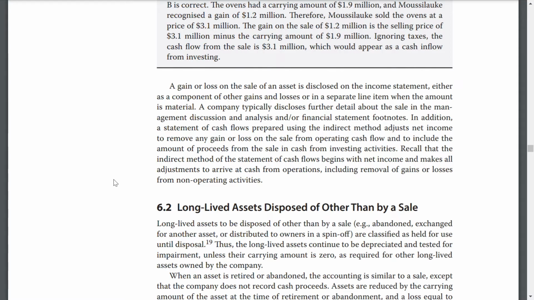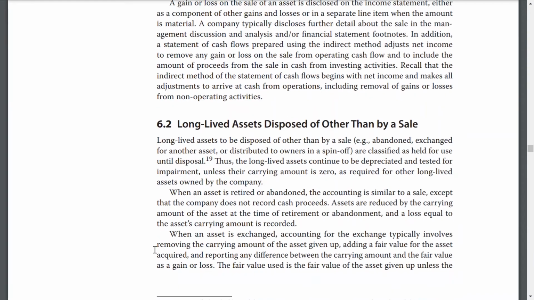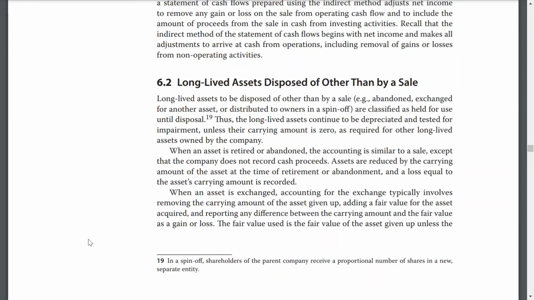Long-lived assets to be disposed of other than by a sale are classified as held for use until disposal. Thus, the long-lived assets continue to be depreciated and tested for impairment, unless their carrying amount is zero. When an asset is retired or abandoned, the accounting is similar to a sale, except that the company does not record cash proceeds. Assets are reduced by the carrying amount of the asset at the time of the retirement or abandonment, and a loss equal to the asset's carrying amount is recorded.